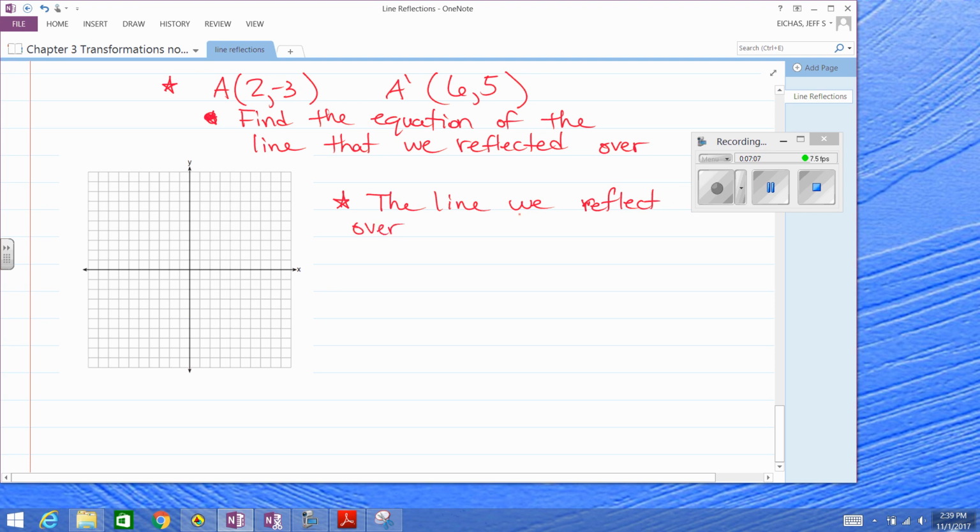Or through. Some people use through. So the line that we reflect over or through is the perpendicular bisector of the segment AA'. So let's go graph those.